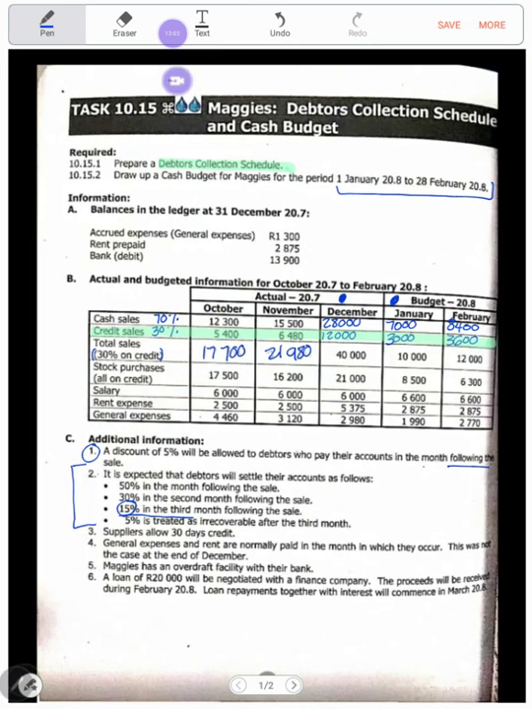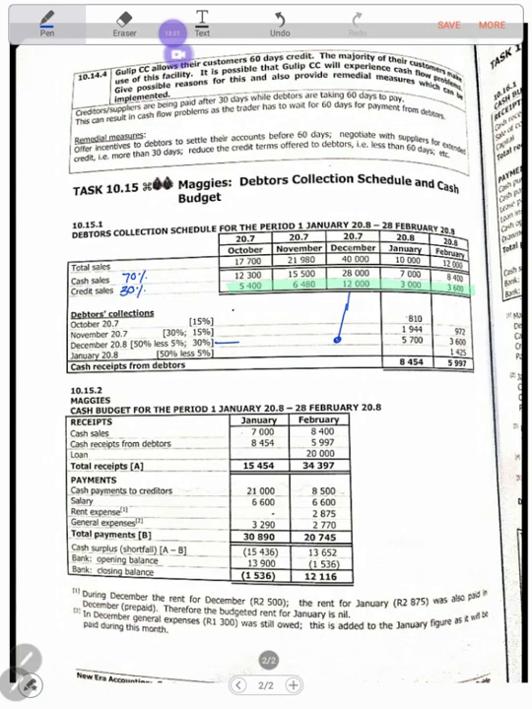Going back to our debtors collection schedule. They're saying that it is expected that debtors will settle their accounts as follows. 50% in the month following the sale. So yes, the credit sale took place in December. I expect 50% to pay me 1 month later. And those 50% will receive a 5% discount.